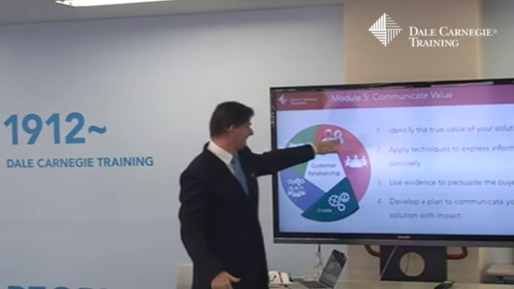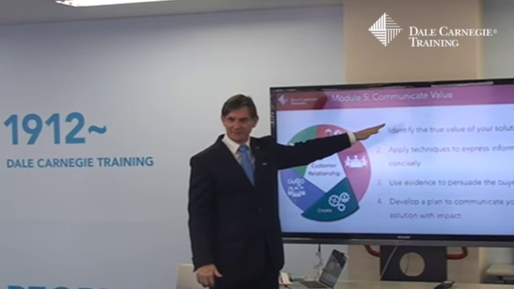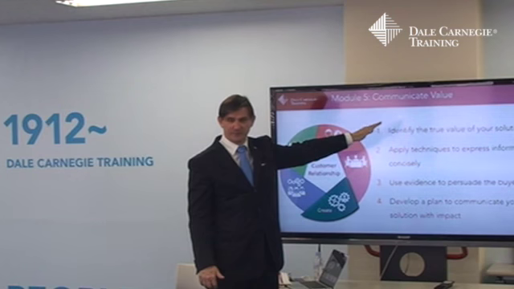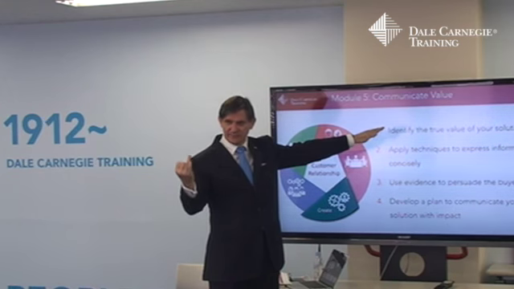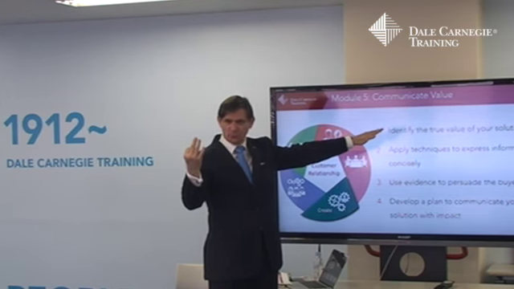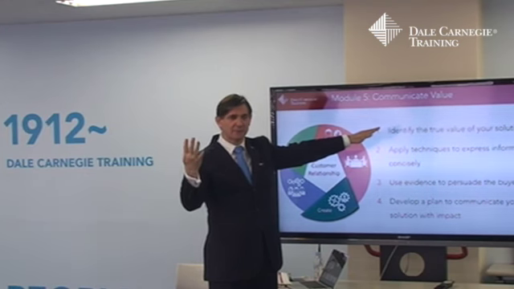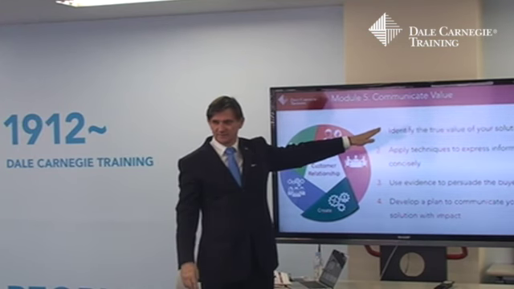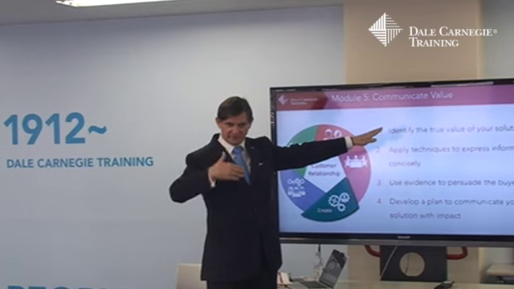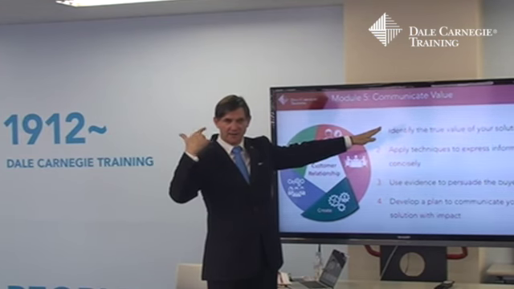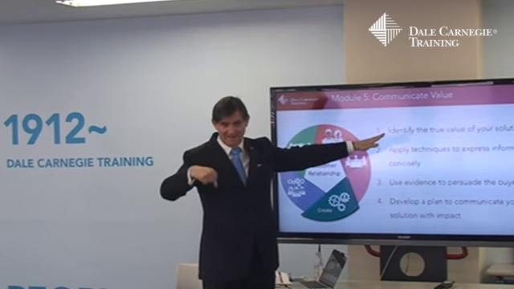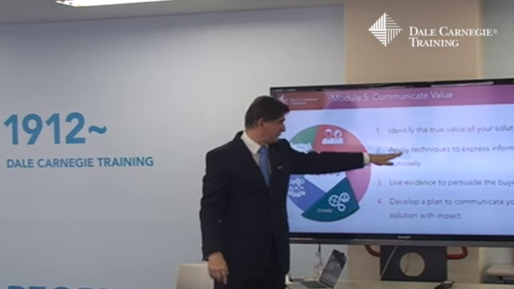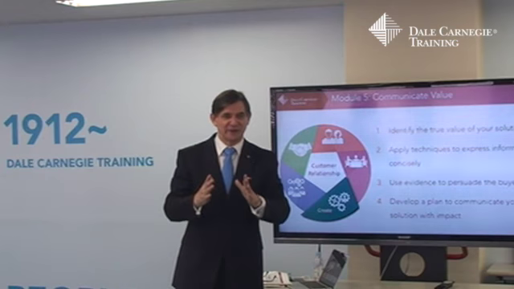So when we talk about identifying the true value, it's based on, hopefully, the long discussion we've just had with the client around their as-is, where they are today, where they want to be, the change, what's stopping them from getting there, and then the payout of what it means for them if we are successful. So we are identifying value for them through that questioning phase, holding it in our mind until we come to the opportunity to deliver the actual solution, which is where we are right now in the sales cycle. And apply techniques to express information concisely.